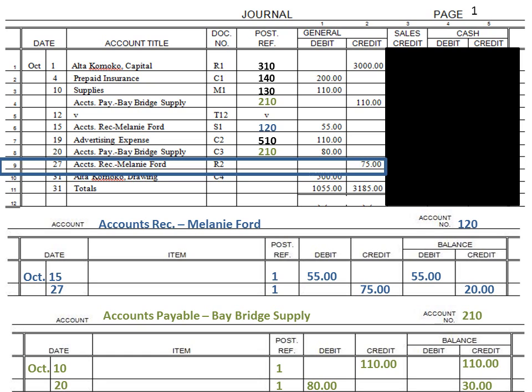Now, if, let's say, Melanie Ford bought more on account, and let's say that credit was a $75 debit, then the balance would remain on the debit side of $130. So that's how you record the transactions and record individual amounts from special amount columns.